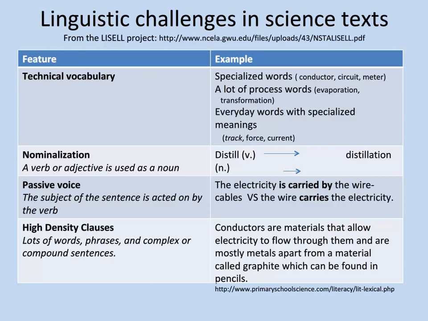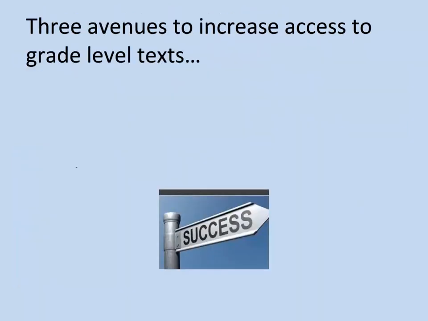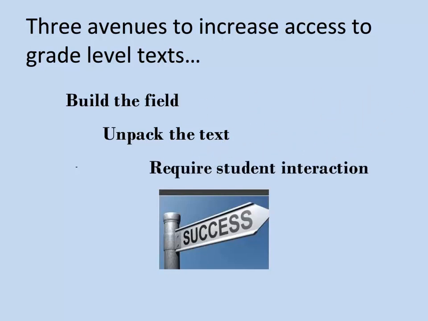You can pause the video and read through the table. Think about whether you have noticed these linguistic features in science texts. For this week, we will focus on 3 ways to help bilingual students access grade-level text. 1. Build the field. 2. Unpack the text. 3. Require student interaction.